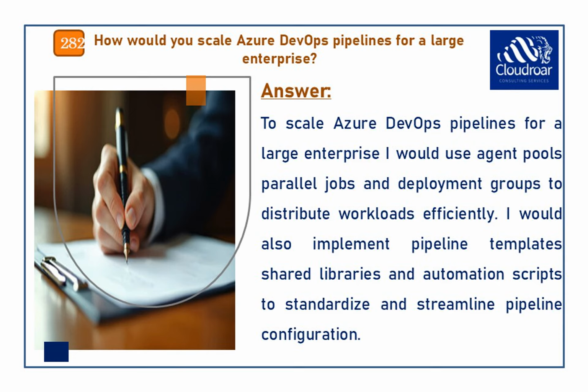Question 282. How would you scale Azure DevOps pipelines for a large enterprise? To scale Azure DevOps pipelines for a large enterprise, I would use agent pools, parallel jobs, and deployment groups to distribute workloads efficiently. I would also implement pipeline templates, shared libraries, and automation scripts to standardize and streamline pipeline configuration.